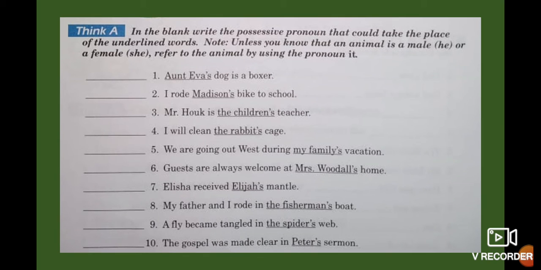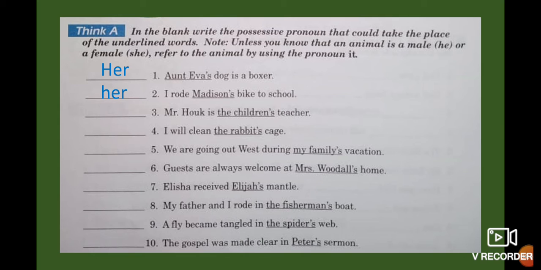Let's see. Number one, Aunt Eva's dog is a boxer. In that case, we talk about Aunt Eva's. You know that this one is a woman, so we can substitute the pronoun her, because this one is the possessive form of the pronoun she. I rode Madison's bike to school. Madison's in that case is the name of a girl. So we use the pronoun she as subject, but as a possessive pronoun, we can use her.